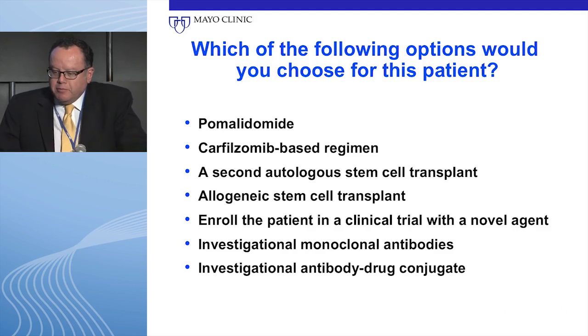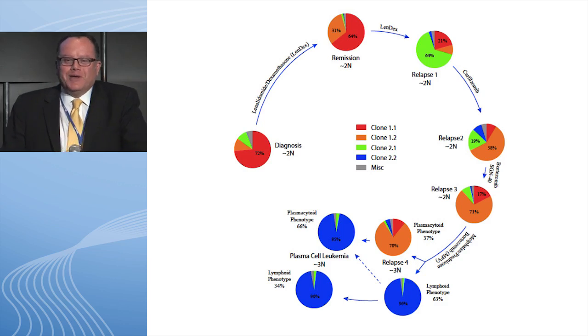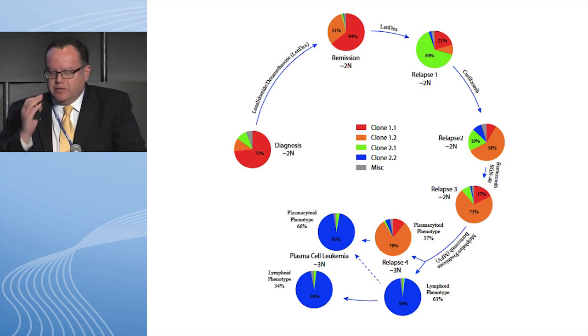The options being pomalidomide, carfilzomib-based regimen, second transplant, allotransplant, clinical trial with a novel agent, investigational monoclonals, or investigational antibody-drug conjugates. So I'm going to go back a little bit to talk about the subclones. You've heard plenty about that. I already explained how we reached this point, but I want to just delve a little bit further of why this is important. And I know it's pretty self-evident, but it's just really the ability of the cells to adapt.